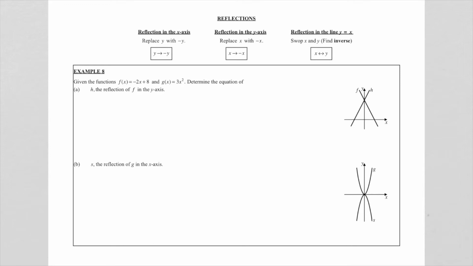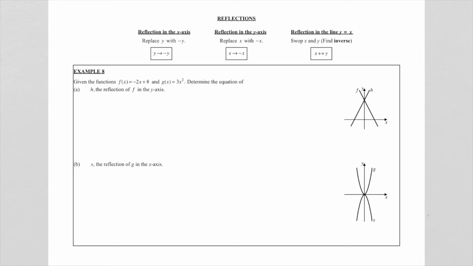Let's look at this first problem and see how we're going to do this. Given the functions f(x) equal to minus 2x plus 8 and g(x) equal to 3x squared. So this is a linear function and this a parabola. Determine the equation of, and the first question is to find h. And you will notice this is a new function because given to us was f and g, and they ask us to find h. How do we get h? h is the reflection of f in the y-axis.